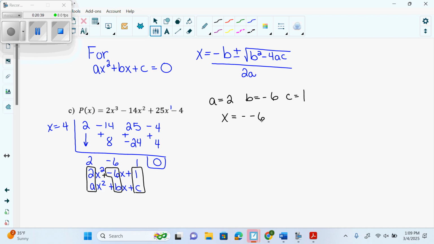So we get x equals negative a negative 6. What happens when I get minus a minus? Positive 6, plus or minus the square root of negative 6 squared minus 4 times 2 times 1, the entire numerator over the denominator of 2 times a, which is 2. Now, I'd like everyone to follow along with the way we do this in our calculators, because some of you guys actually can do this and never get the right answer.